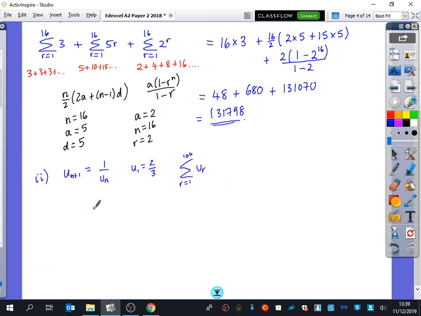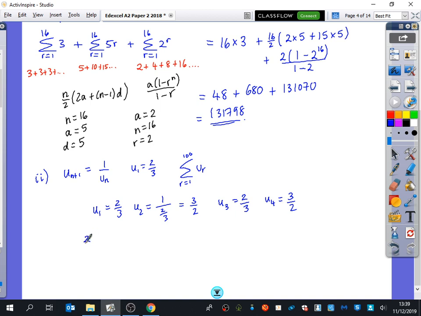Well, if U1 is equal to 2 over 3, let's work out what U2 is. U2 is 1 over U1, so it's 1 divided by 2 over 3, which is 3 over 2. U3 will be 1 divided by 3 over 2, which is 2 over 3. U4 will be 1 divided by 2 over 3, which is 3 over 2. So you can actually see what's happening here.